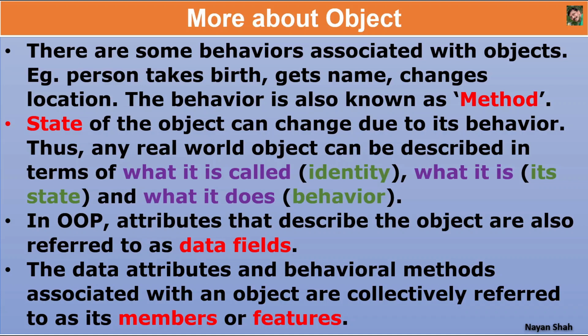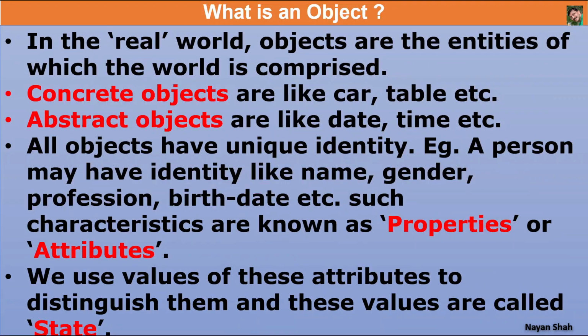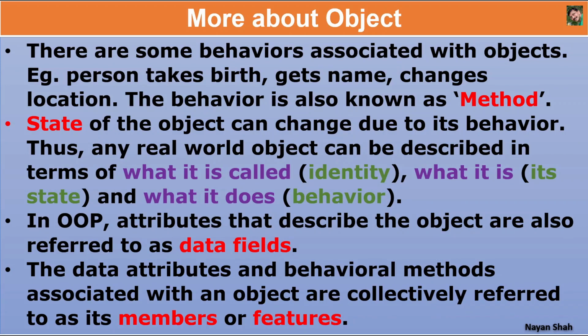This is something very interesting to understand. State of the object can change due to its behavior, because behavior is associated with the object. So behavior is used to change the state of the object, that is the value of the object. The properties of the object, every property will have some values. So values of the object, that is state of the object, can change due to its behavior.